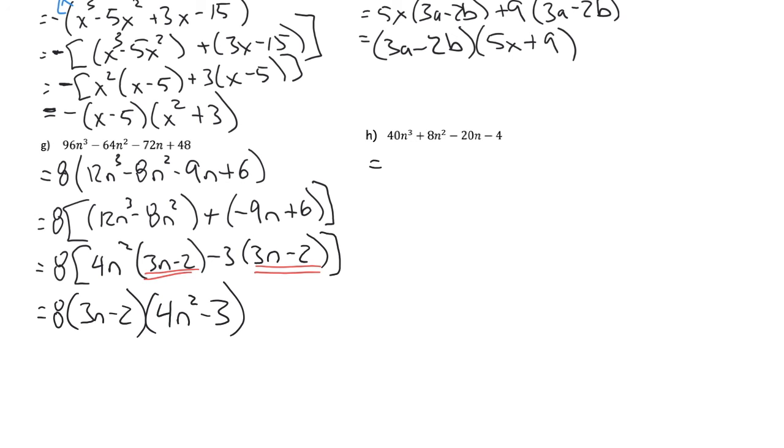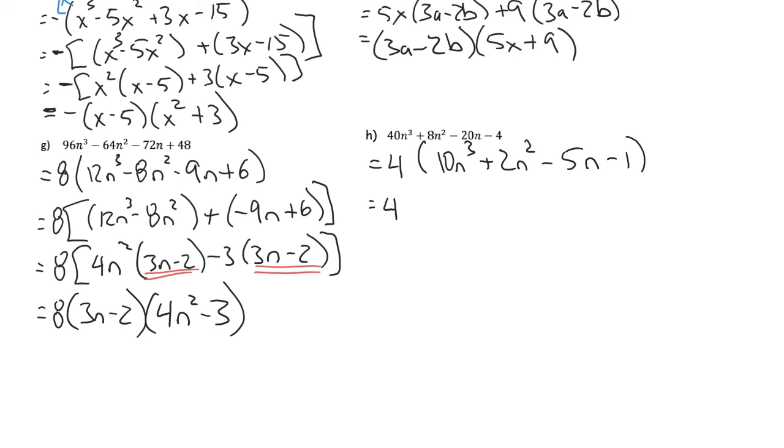Again, I've got 4 terms, so I'm quite happy with that. This time here, it's not so hard to figure out what's common. It's going to be a common 4. And that leaves me with 10n cubed plus, not 8n squared, sorry, I just looked at it and then didn't divide by 4 here. Sorry about that. Plus 2n squared minus 5n, and then 4 divided by 4 is going to be that 1 there, so minus 1.